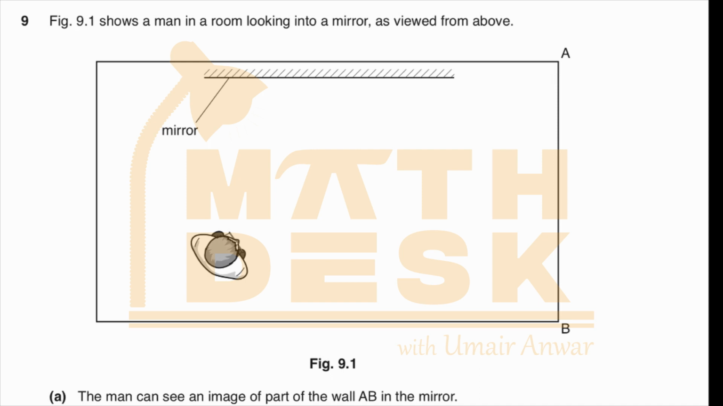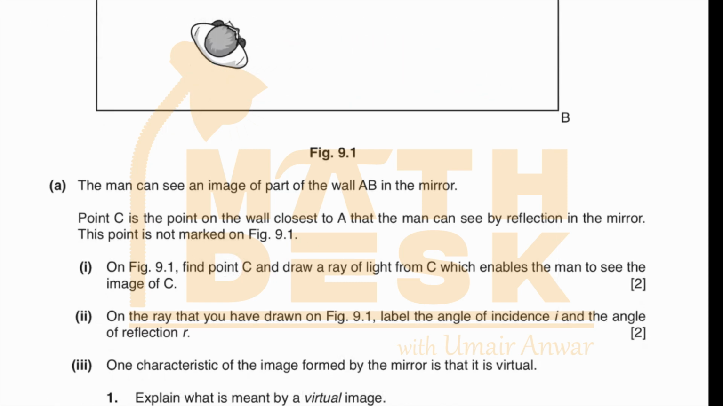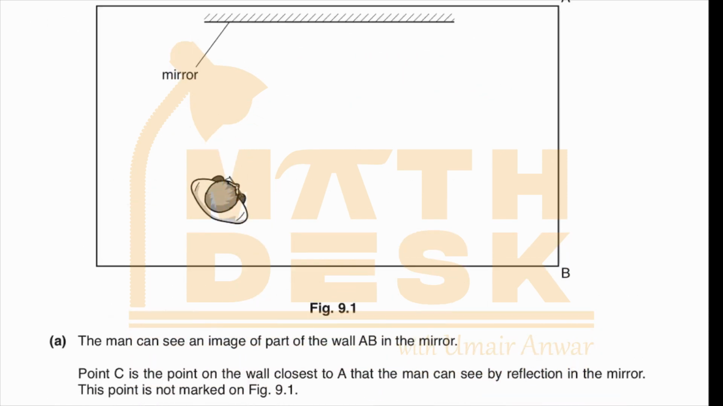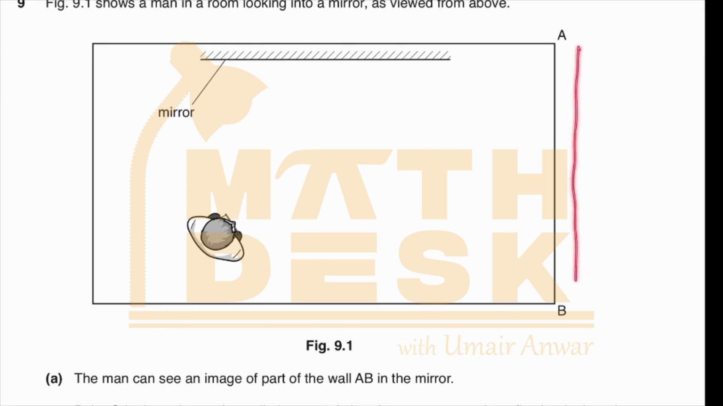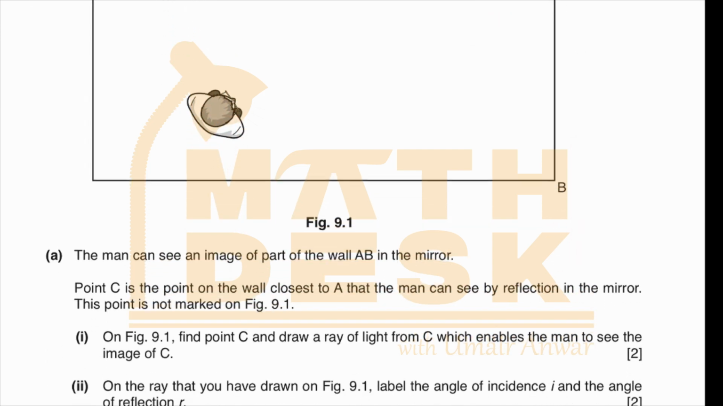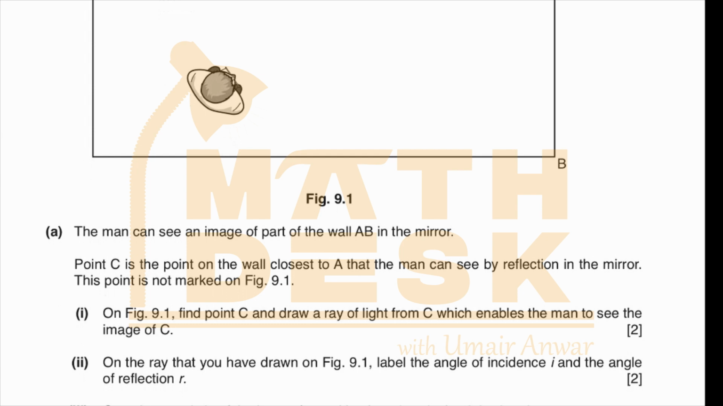So we have a mirror over here, and this is the man standing who is looking into the mirror. The man can see an image of part of the wall AB in the mirror. So this is the mirror over here, whose one part is seen as the image from this mirror. Point C is the point on the wall closest to A. So there is a point on the wall which is closest to A that the man can see by reflection in the mirror.